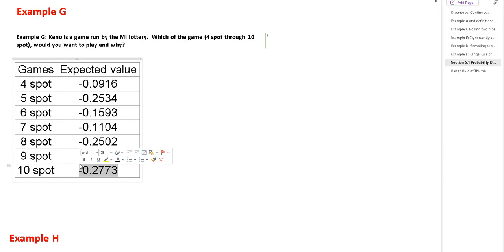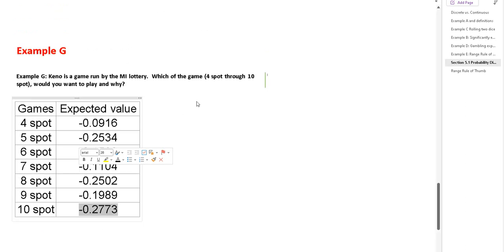Okay, nice. Let's try another one, example F. And we're going to do the same thing here that we did with our example for rolling 2 dice. We're going to calculate the mean, standard deviation, and apply the range rule of thumb. So these are some of the things that I want you to get out of this session here today, is to be able to calculate these things.